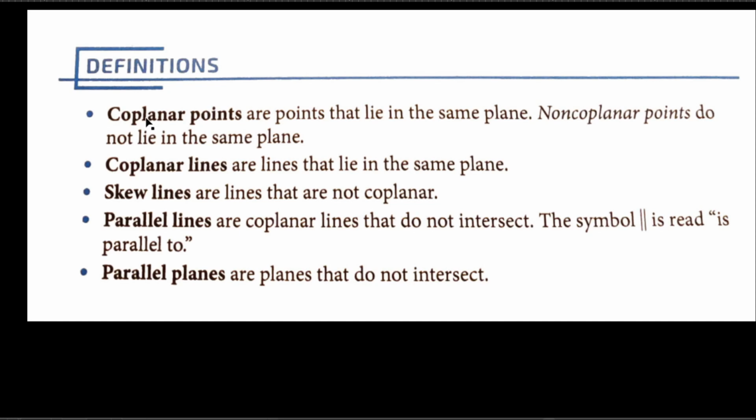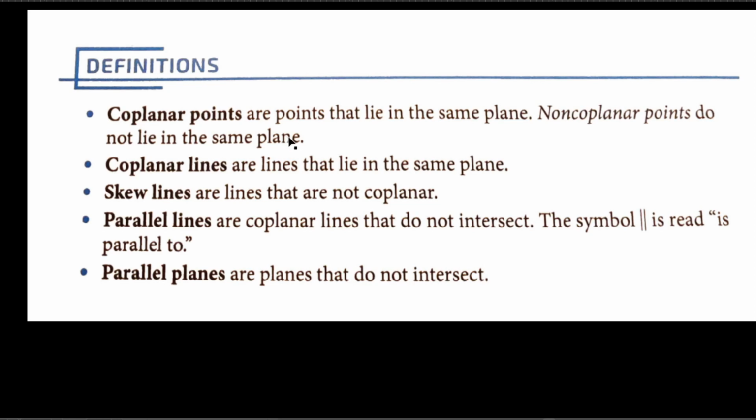So let's look at this. Coplanar. Do you remember what a plane was? Yeah. Basically a flat surface. Basically a flat surface. It keeps on going forever and ever, right? So coplanar points. So what do you think that means? It's points that are on the same plane, right? On the same surface, okay? And of course if they're non-coplanar, then they don't lie on the same plane.